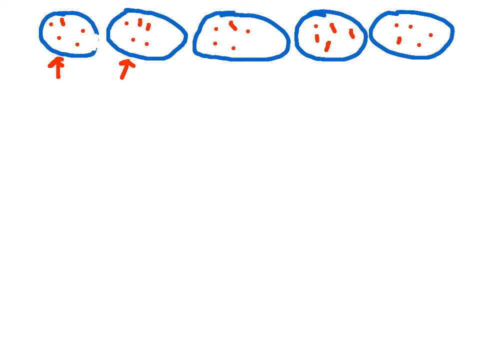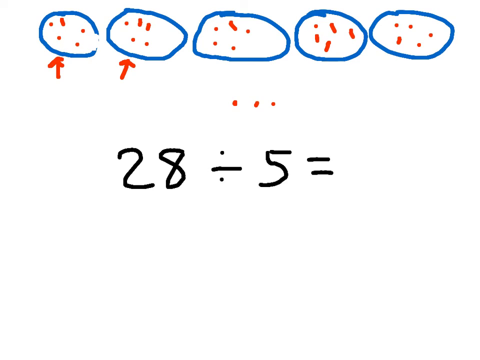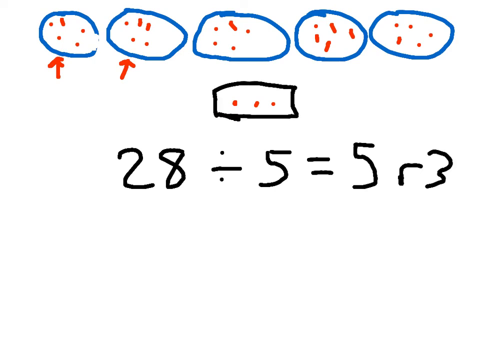Those 3 remaining cookies are our remainder. So this problem here is really just this: 28 cookies divided amongst those 5 friends does equal, and if we look here, we got 1, 2, 3, 4, 5. We've got 5 within each of those sets, so we got 5 with the remainder of 3. This here was our remainder. Those are the 3 cookies that were left over.